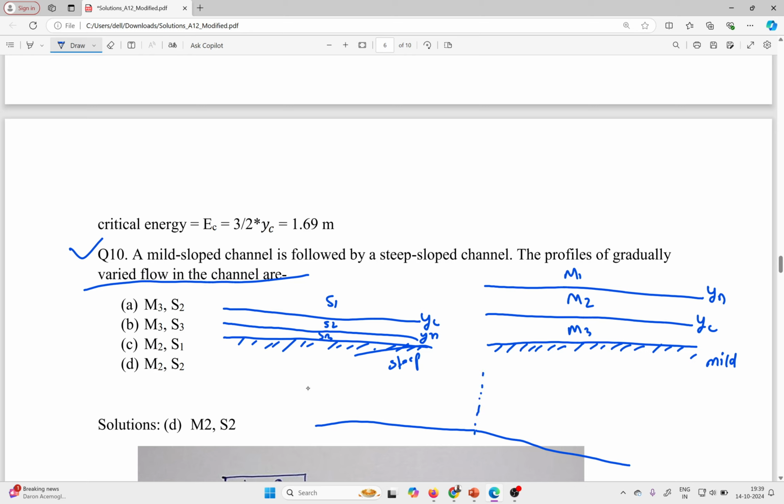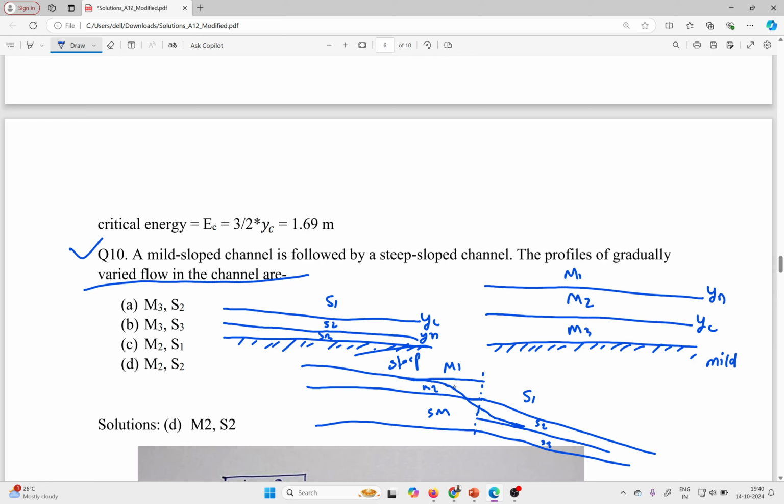So here is the critical flow. Here is also the critical flow. Now you know already this is your normal flow line in the mild case, and in case of steep, this is your normal line. So initially, as I have told you, the flow is always in the normal condition. So here in normal condition, the flow comes like that, and again it will try to reach the normal like that. So here is S1, S2, S3. Here is M1, M2, M3.